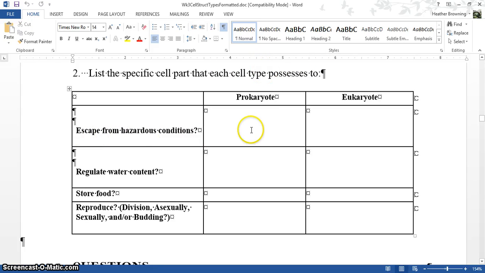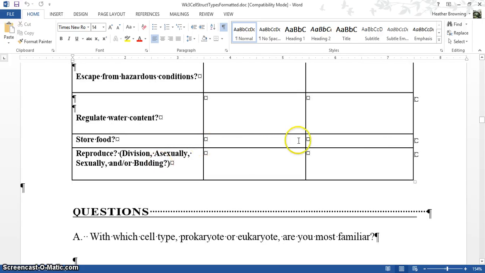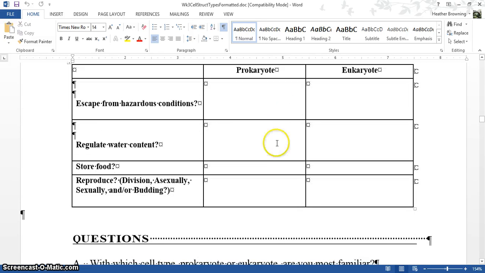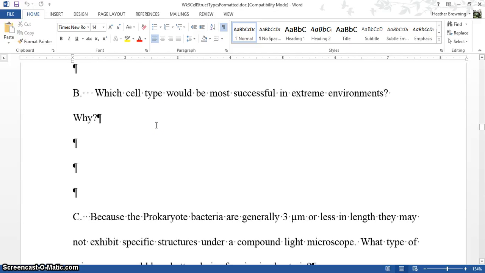So, escape from hazardous condition: what part of it is going to allow it to do that? Regulate water content: what structure does that? Store food: what structure does that? Reproduce: how does it do that? Is it going to be division, asexual, budding, what? So these are more structures, and this down here will be process. This is kind of what you're probably more used to, the one where most things are around.